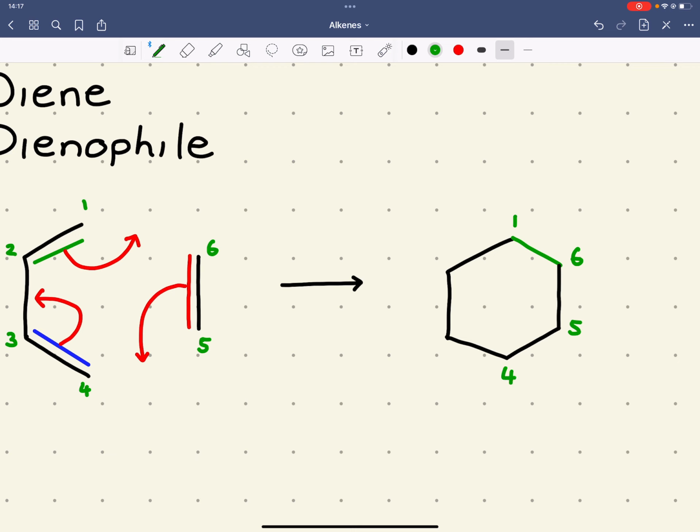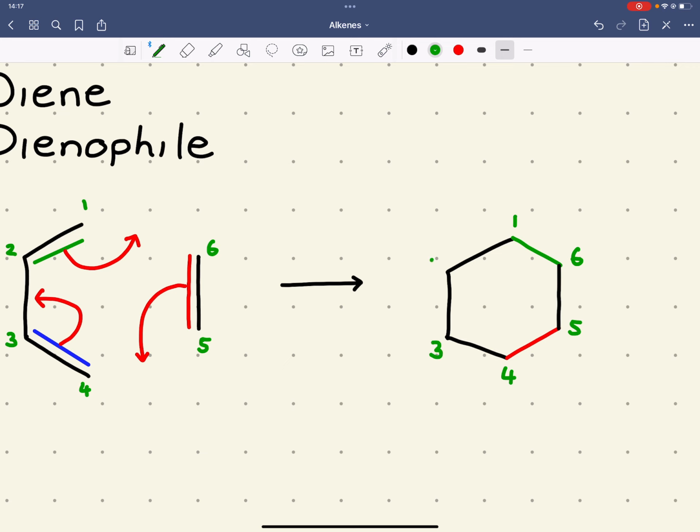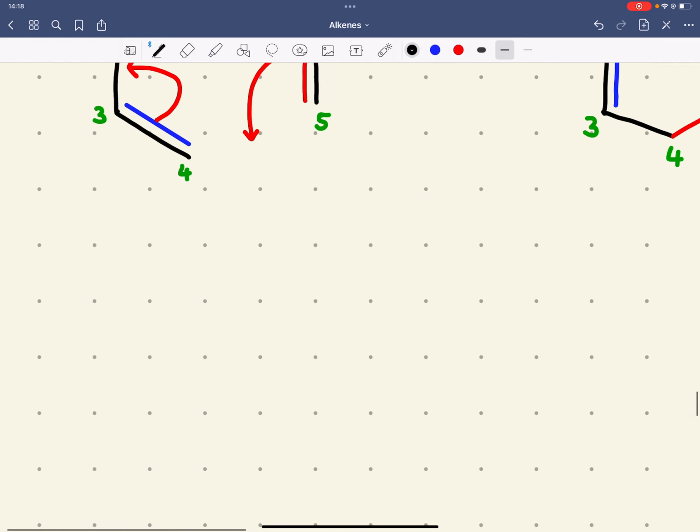This is carbon 4, so obviously this bond is new, and it's formed from the red pi bond, so we're going to give that the red colour. And then we've got carbons 3 and 2. We can see that this black bond between carbon 3 and 4 is the same as this black bond. The black bond between carbons 2 and 3 is the same as that black bond, but we've got a new pi bond formed between carbon 2 and 3, and we give that blue colour. So that's the simplest Diels-Alder reaction. But we can make them a little bit more complicated.